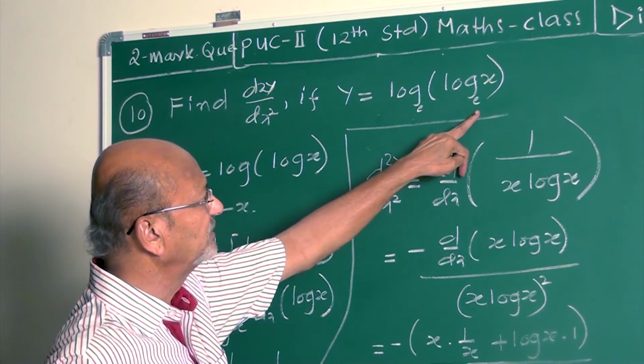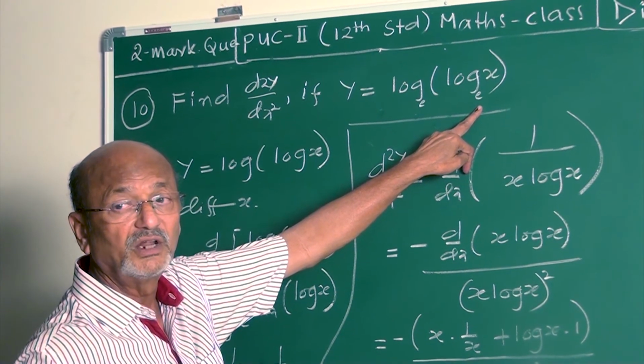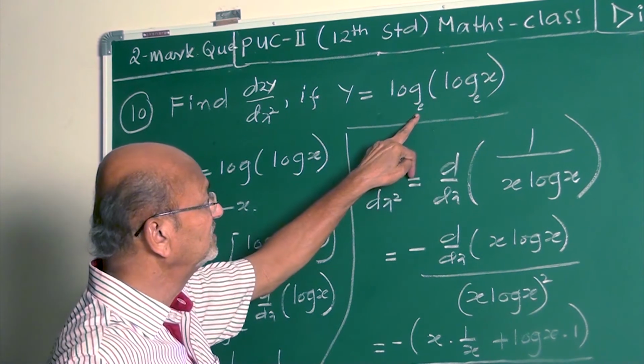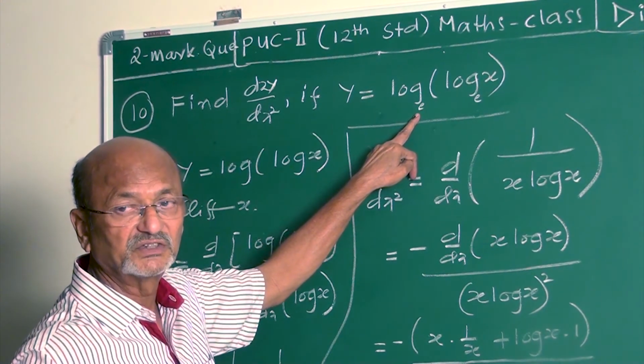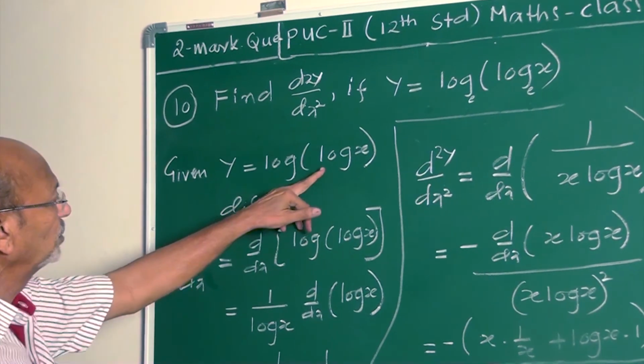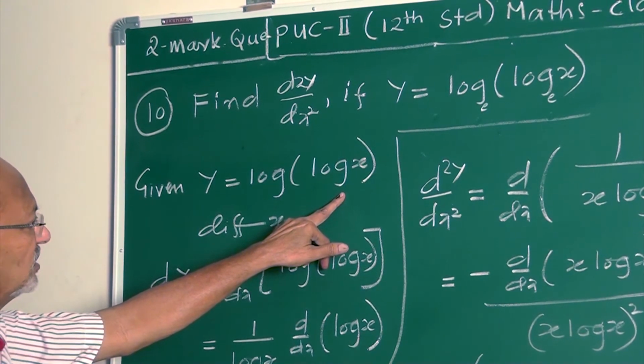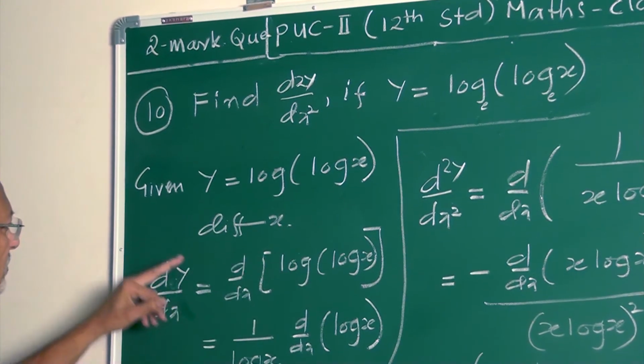In both the cases, the base is e. Same example I have done in case of only the first derivative. There, the base is 7, my friends. Here, if y equal to log x, when the base is not written, the base understood is e itself.